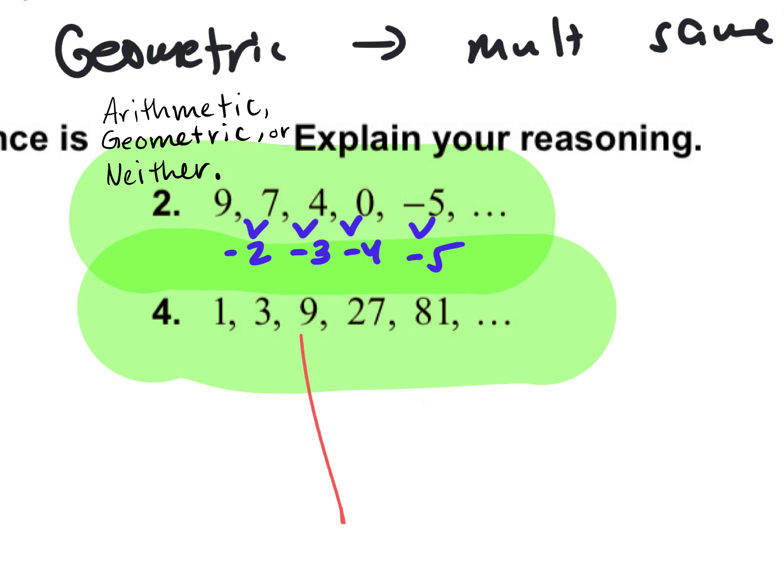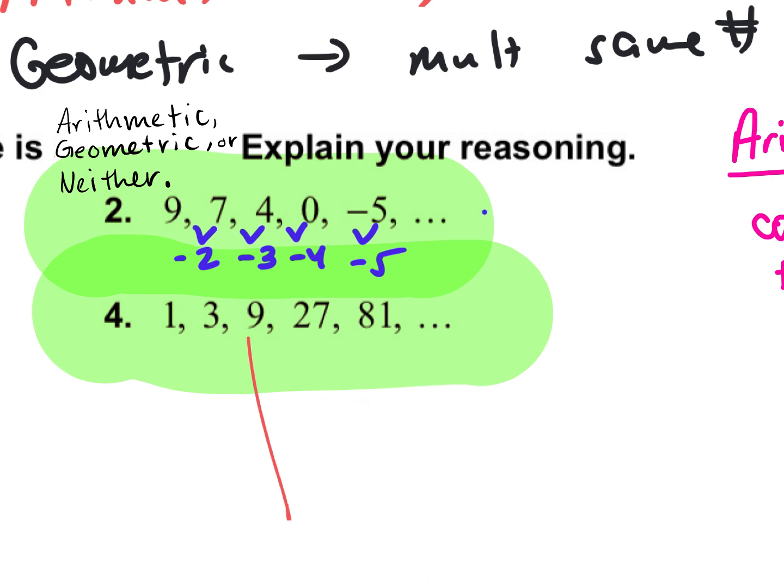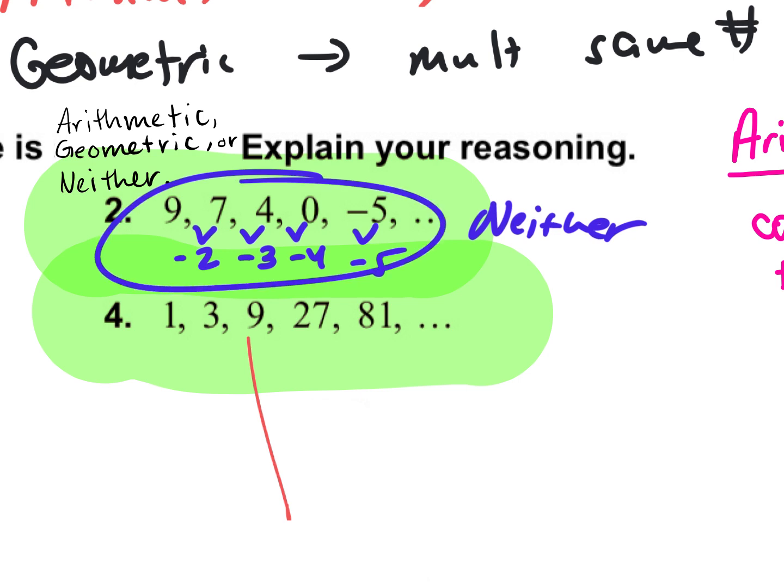Okay, so now you ask yourself the question. Did you add or subtract the same number every single time? No. Did you multiply the same number every single time? No. So is this arithmetic, geometric, or neither? Neither. Okay, good. How do you explain your reasoning? By showing me this. That's explaining how you got your answer. You're showing me that it's neither adding and subtracting the same thing every time nor multiplying or dividing.